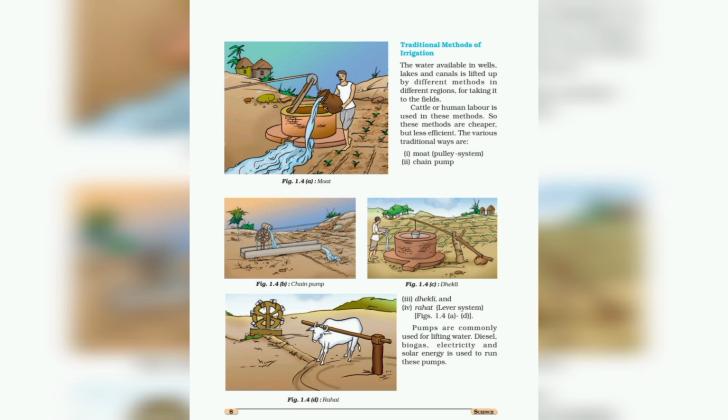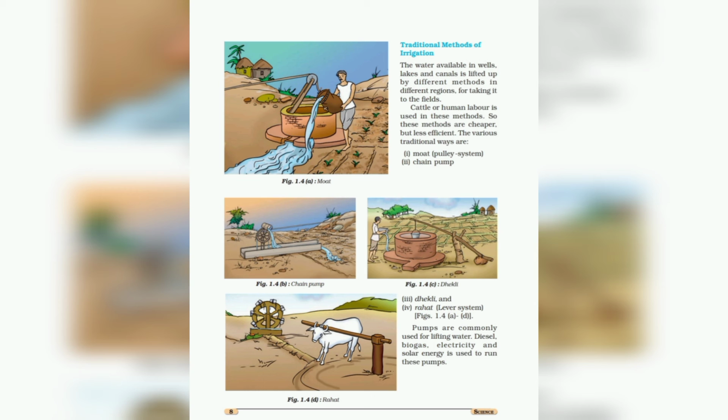Now we will study the traditional method of irrigation. The water available in wells, lakes and canals is lifted up by different methods for irrigating the field in different regions of our country. Cattle or human labor is used in this method. So these methods are cheaper but less efficient. What are these? Traditional ways are moat, that is pulley system, then chain pump and dhekli, rahat, as you can see in the figure also.